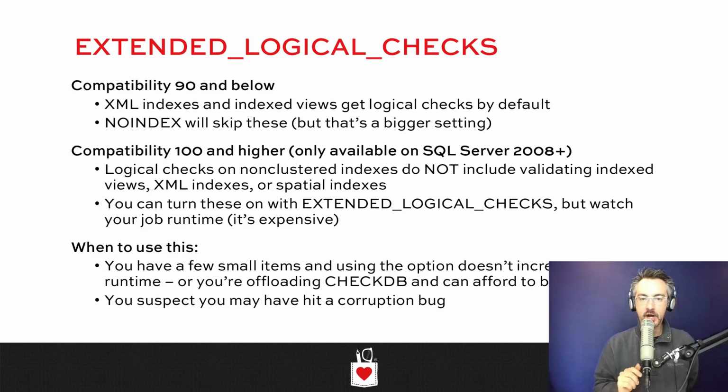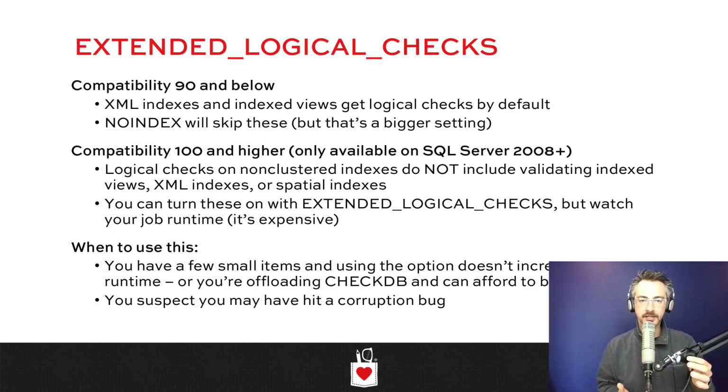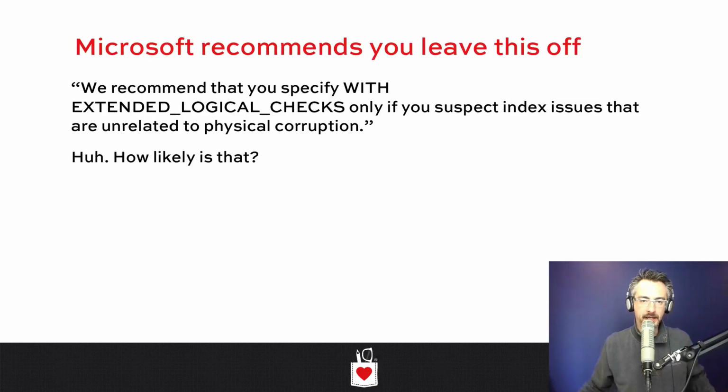Classic examples on this are indexed views, XML indexes, and spatial indexes. All three of these are relatively rare. If I had to guess on a percentage basis, I'd say 1% of databases has an indexed view in it, and even less than 1%, maybe 1 in 10,000 databases, has an XML index or a spatial index. So they're pretty infrequent. These are only checked if you turn on extended logical checks. And Microsoft says, we don't think you should bother checking those unless you expect corruption.